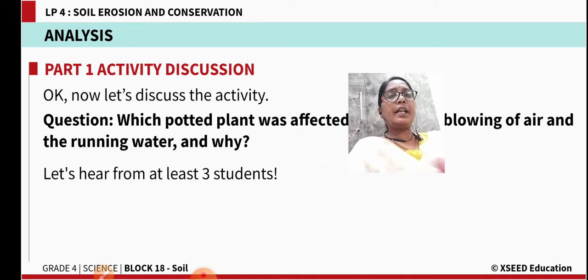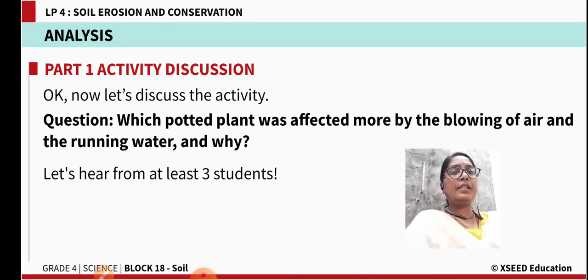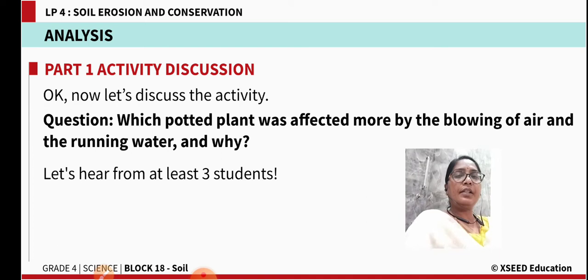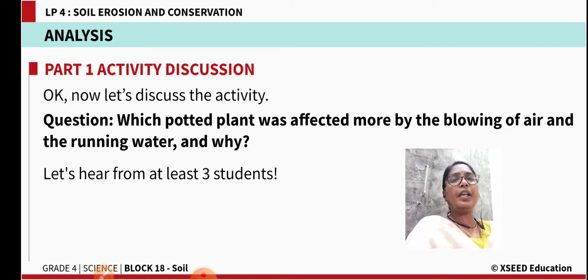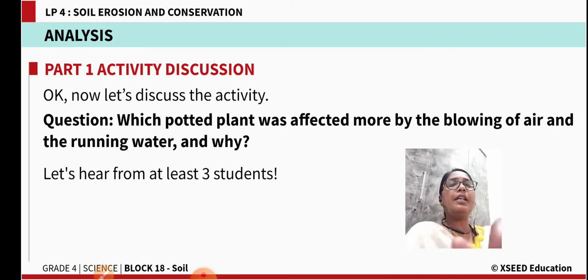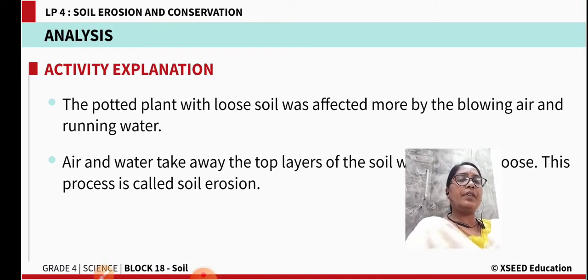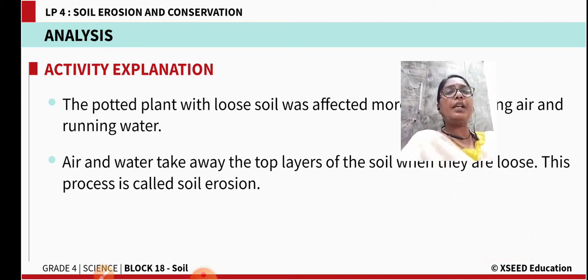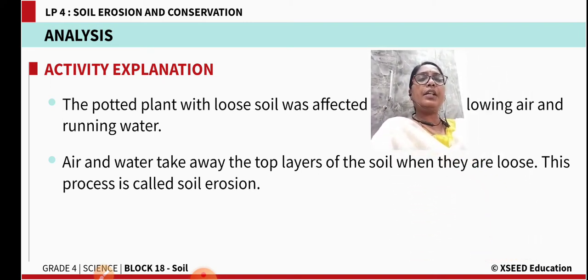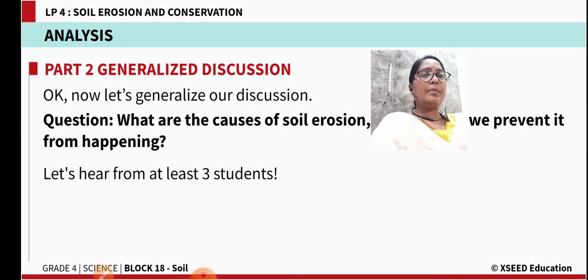What you learnt in your activity will help when you see the questions and answer them. That shows that you understood this concept. Which potted plant was affected more by the blowing of air and the running water, and why? The potted plant with loose soil was affected more. Air and water take away the top layers of the soil when they are loose. This process is called soil erosion. By your activity, you already understood this.